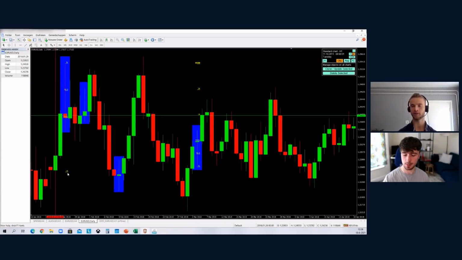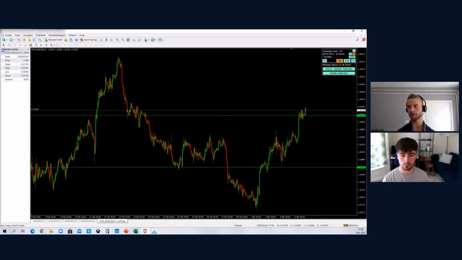We know what target we're going to do, which is 1R. Again, no guesswork there. The only bit of systematic discretion is where you are going to draw your structure. And that's where you want to make as clear as possible rules. So for me, structure would be structure below market before the candle forms. But again, up to you.